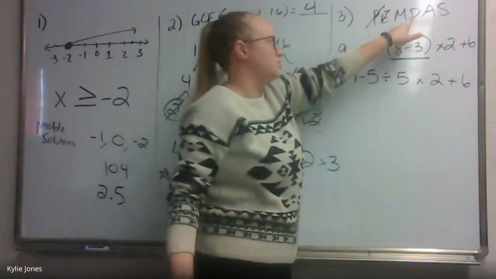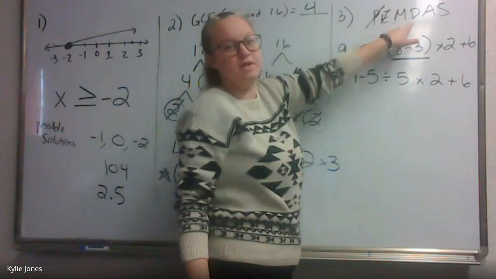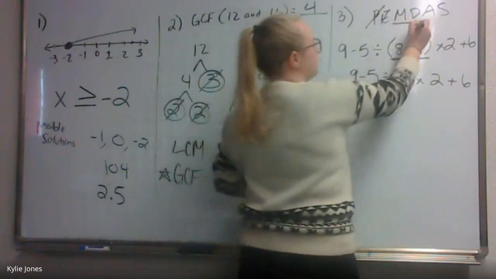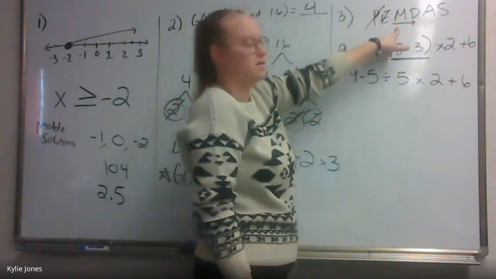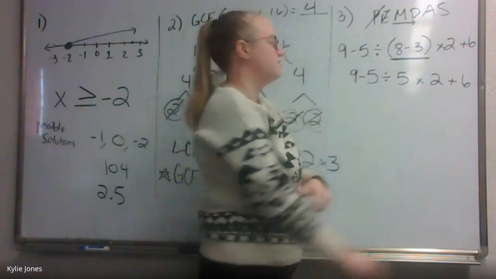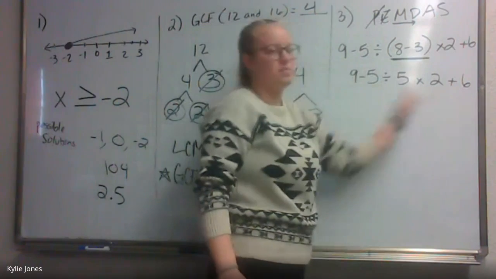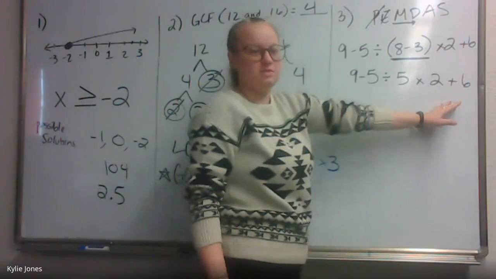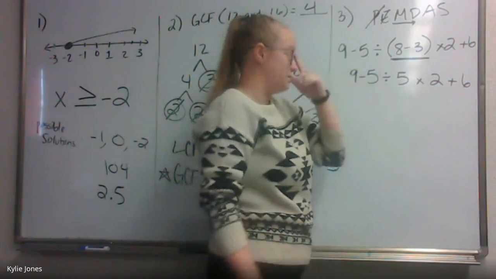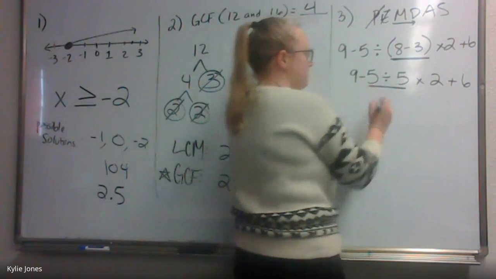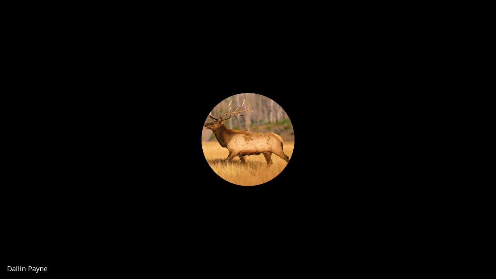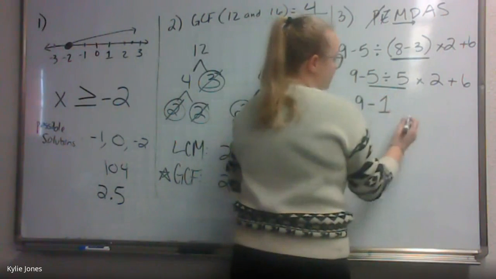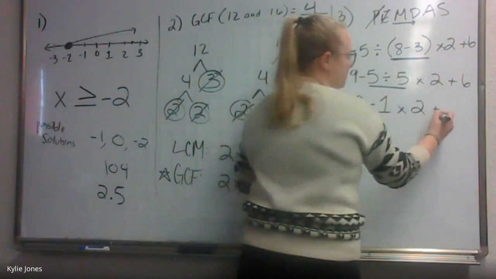Okay, we're at multiplication and division. Remember the rule when you get to this part is to do multiplication and division from left to right. So it's not always multiplication that comes first. Sometimes the division does. So if we're looking at our number sentence here, what would I do first? Division. We need to do this division first. Good. What is 5 divided by 5? 1. So this is 9 minus 1 times 2 plus 6.